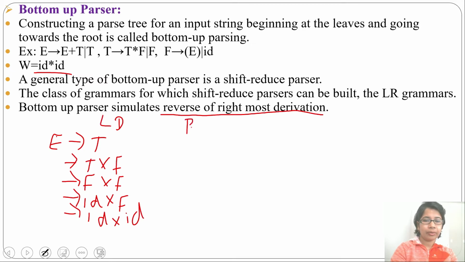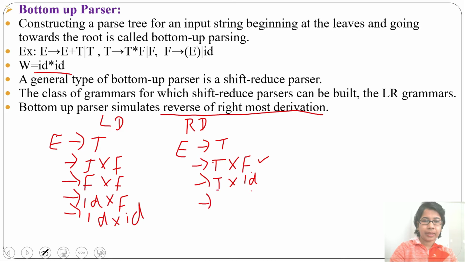Let me do rightmost derivation. If we are expanding the rightmost variable, then that is a rightmost derivation. If we are expanding the leftmost variable, then that is a leftmost derivation. Here I expanded this T, the leftmost variable. From E we derive T. Then from T we derive T multiplication F. Then from this F we derive ID. We are expanding the rightmost variable, so this is a rightmost derivation. Then from this T we derive F multiplication ID. Then from this F we derive ID multiplication ID.